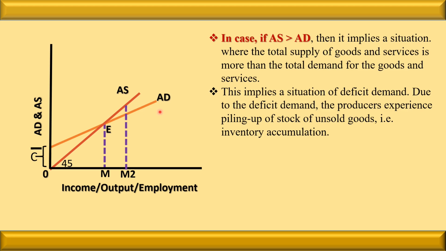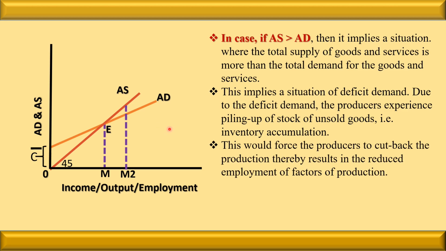This implies a situation of deficit demand. It means demand is less. Due to the deficit demand, what will happen? The producers experience a piling up of stock of unsold goods. It means that the producers will be left with unsold stock. They would face the problem and cut back the production, thereby reducing the employment of factors of production. To solve the problem, what will the producers do? They will decrease the production. When the producers decrease the production, employment will decrease, and with the fall in employment, the income will decrease. And finally, the national income will come down to the original position, that is OM, and the equilibrium will be restored.